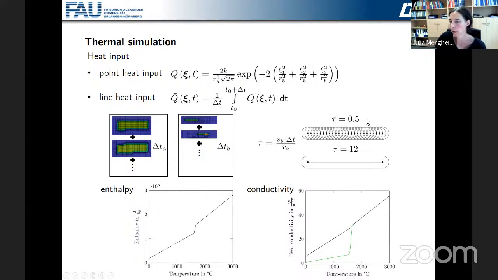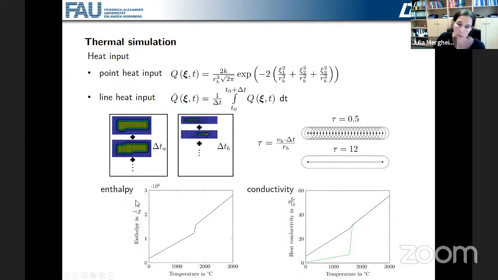And we see if tau is 0.5, we resolve the movement of the point heat input. And if tau is equal to 12, then in a larger time step, the heat input is equal to such a line. Of course, there are some errors related to that, in particular in the maximum temperatures.